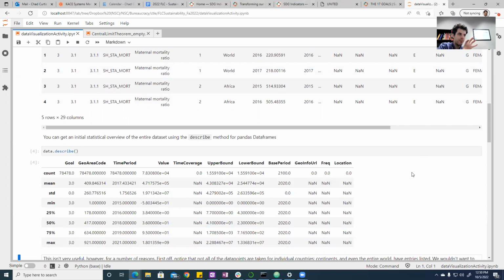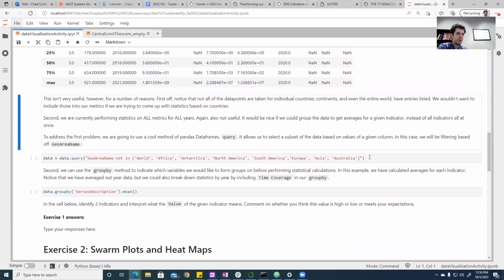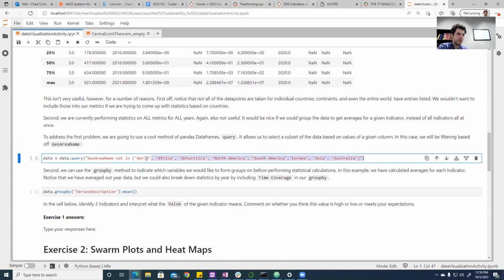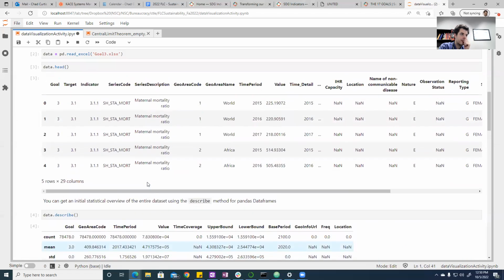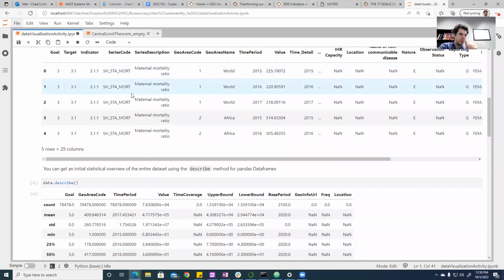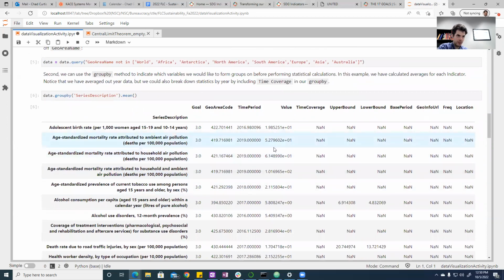If we could group the data by indicator, we could get some useful information. So that's what we're going to do. The first thing we're going to do is drop the aggregated data. We're going to drop data from the entire world and from all the continents so that we're only looking at countries as our unit of analysis. The next thing I'm going to do is calculate the average over each of our indicators. Instead of averaging over the indicators, I'm going to average over the series description, which is a description of the indicator. There are a couple of reasons to do that, but this makes it a little more interpretable when I look at these values.